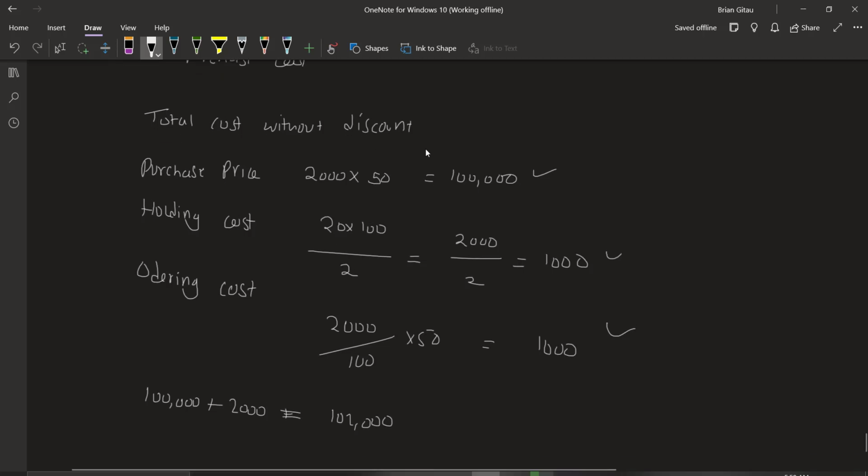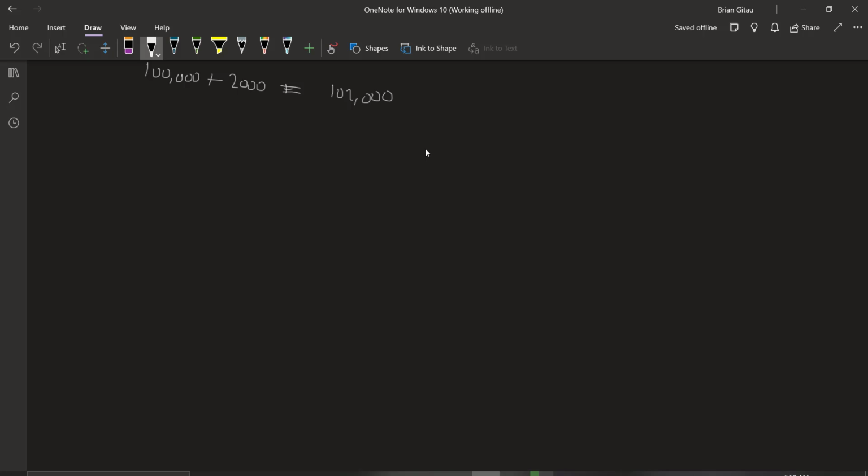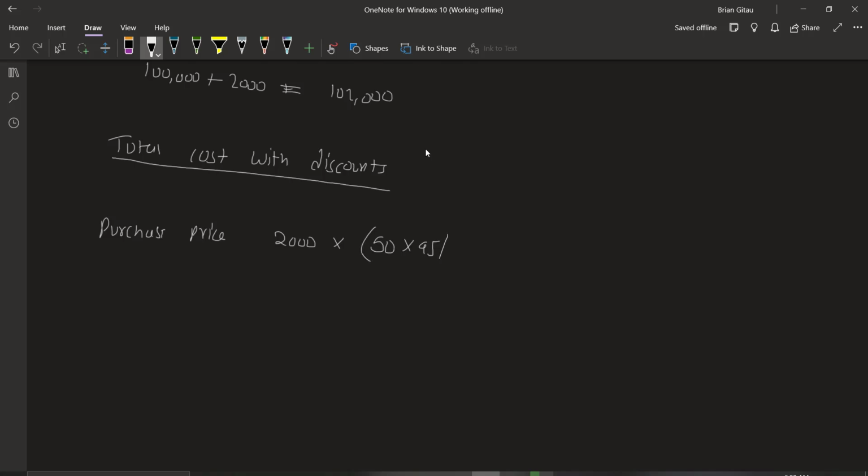Now let's check the total cost with discount. So the total cost with discount, we'll take the purchase price in this case. We will take 2,000 multiplied by 50, but now this 50 will be 95% because we are being given a 5% discount. So we will have 2,000 multiplied by 50 times 95%, and this will give us 95,000, and then we take the holding cost.